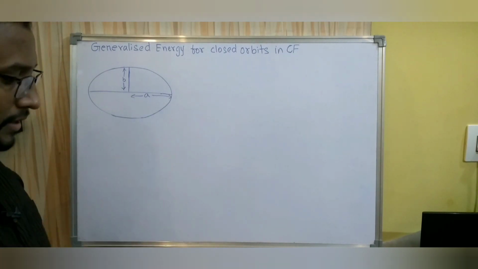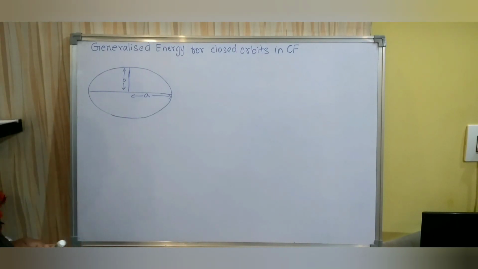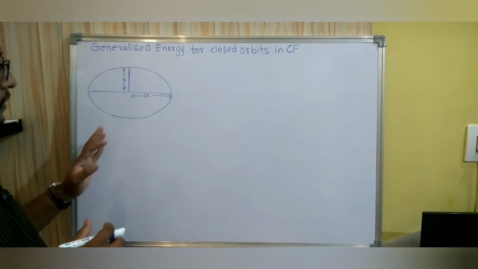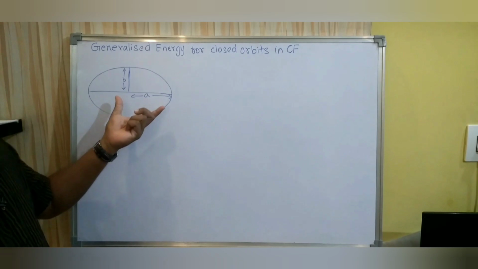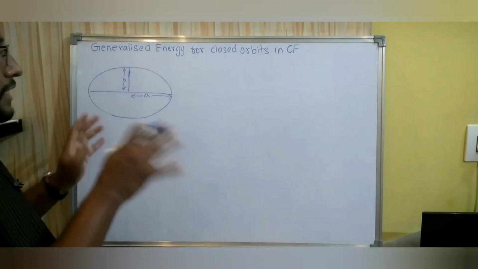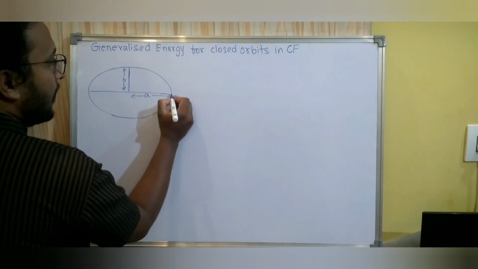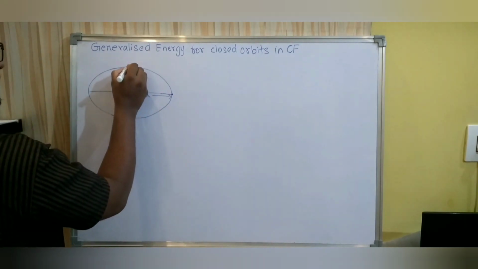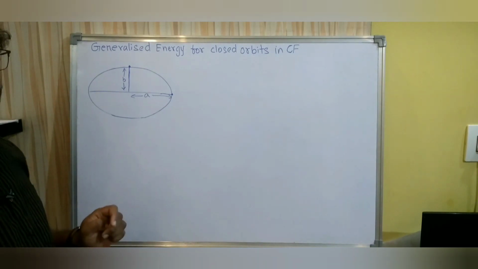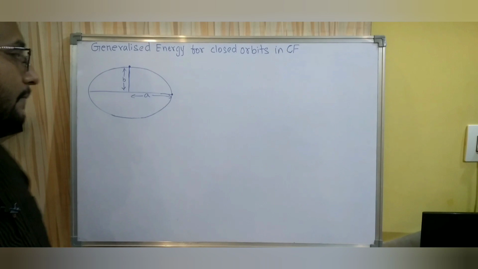By doing a very small derivation, assume that this is the elliptical orbit, and in this elliptical orbit you know that this is the semi-major axis and this is the semi-minor axis. Now I consider there are two positions for the planet. One position is here and the other position is here. This is the first position and this is the second position for the planet when it is moving around the sun in the elliptical orbit.